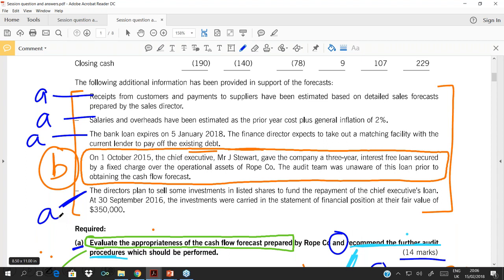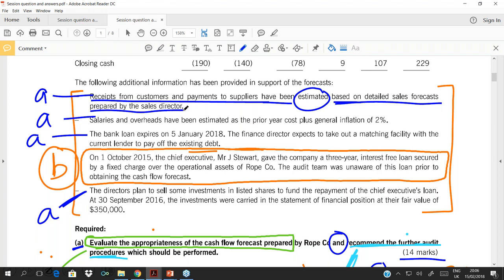Okay, let's go one step ahead. Receipt from customer. I'm reading the first one, right? Receipts from customers and payments to suppliers have been estimated based upon a sales forecast prepared by the sales director. Can we forecast receipts from customers on the basis of a sales forecast?